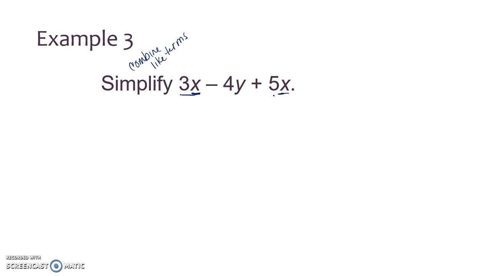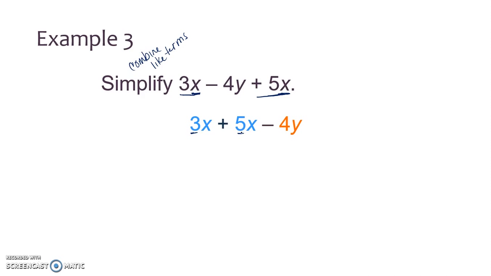I have 3x, and I have plus a 5x. So I know I can combine those like terms. They even go so far as to rearrange them. We can flip the order around here, so we can see them next to each other. And we would know that this would actually be 3x plus 5x. So what is 3 plus 5?